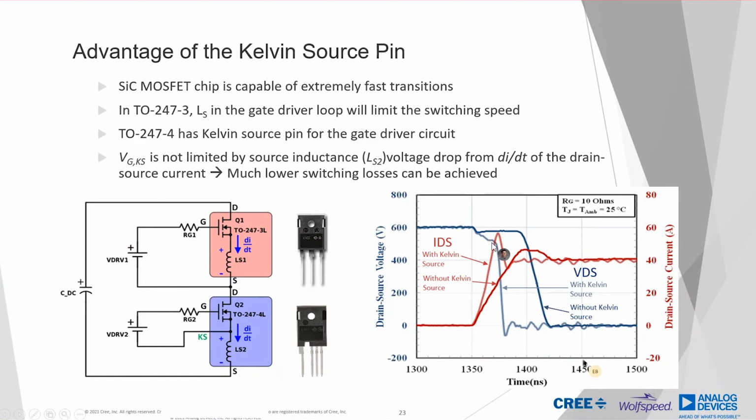Similarly, the voltage in blue here drops a lot faster with the Kelvin source part. And so when you look at switching losses, it's the current times the voltage and the integral under that curve. So the faster these transitions occur, the less switching loss you're going to see.